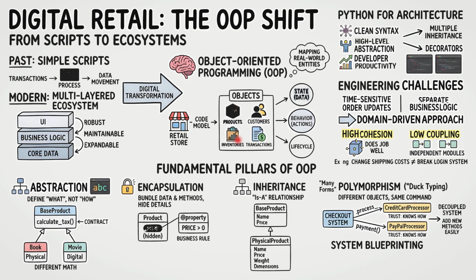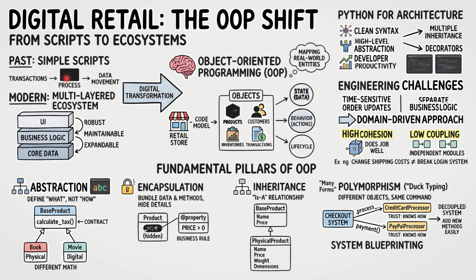Let's explore how digital retail systems have evolved and how we build them today. Looking at the big picture, we are seeing a major shift from basic scripts to robust ecosystems. In the past, e-commerce platforms were essentially built on simple scripts. These old scripts were very linear. They simply took transactions, processed them, and moved data around.